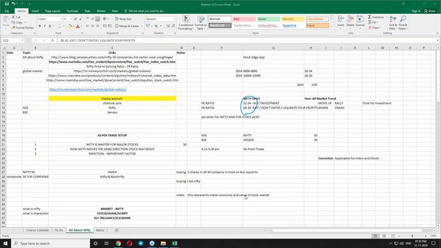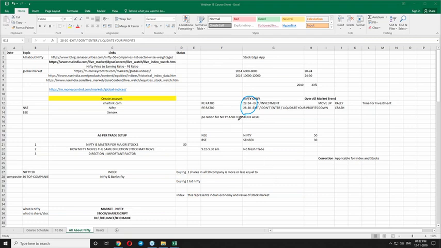PE ratio will not change in the live market. You will get the data only at the end of the day. If you see the live market, you will see only yesterday's PE ratio. Will any stock which is part of Nifty also apply? No, PE ratio for a stock will be different.